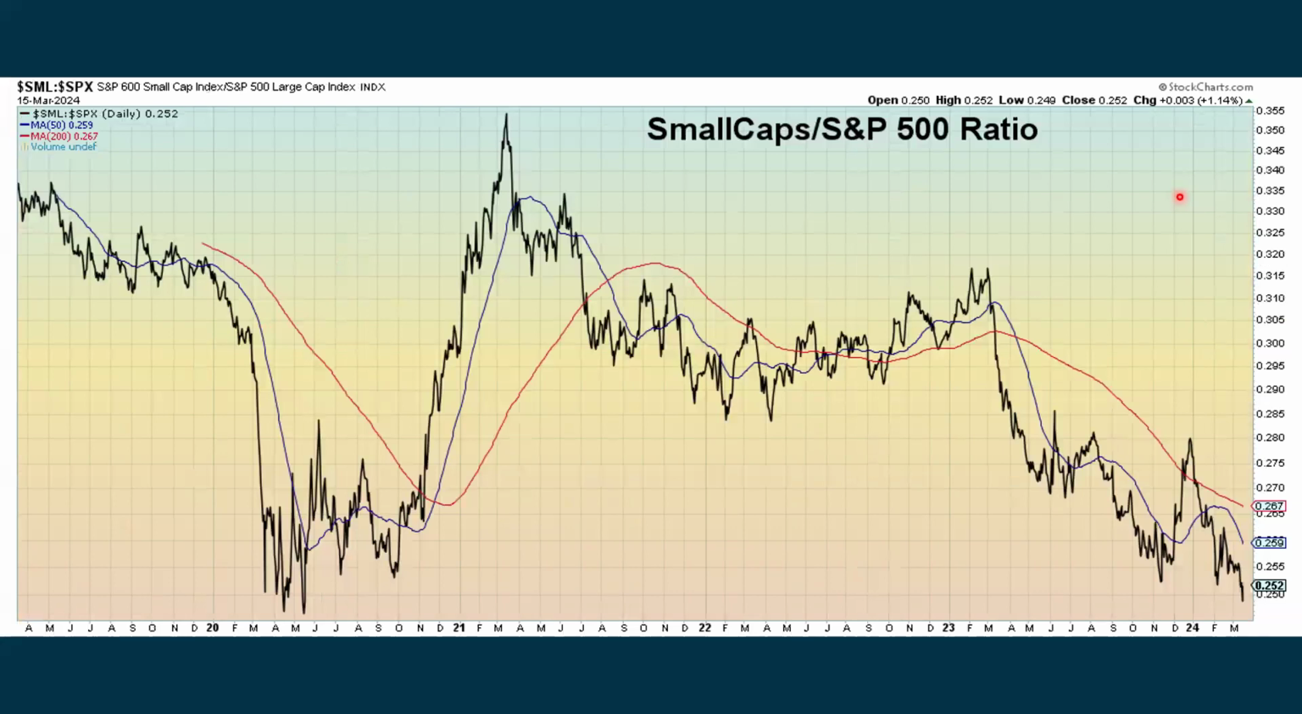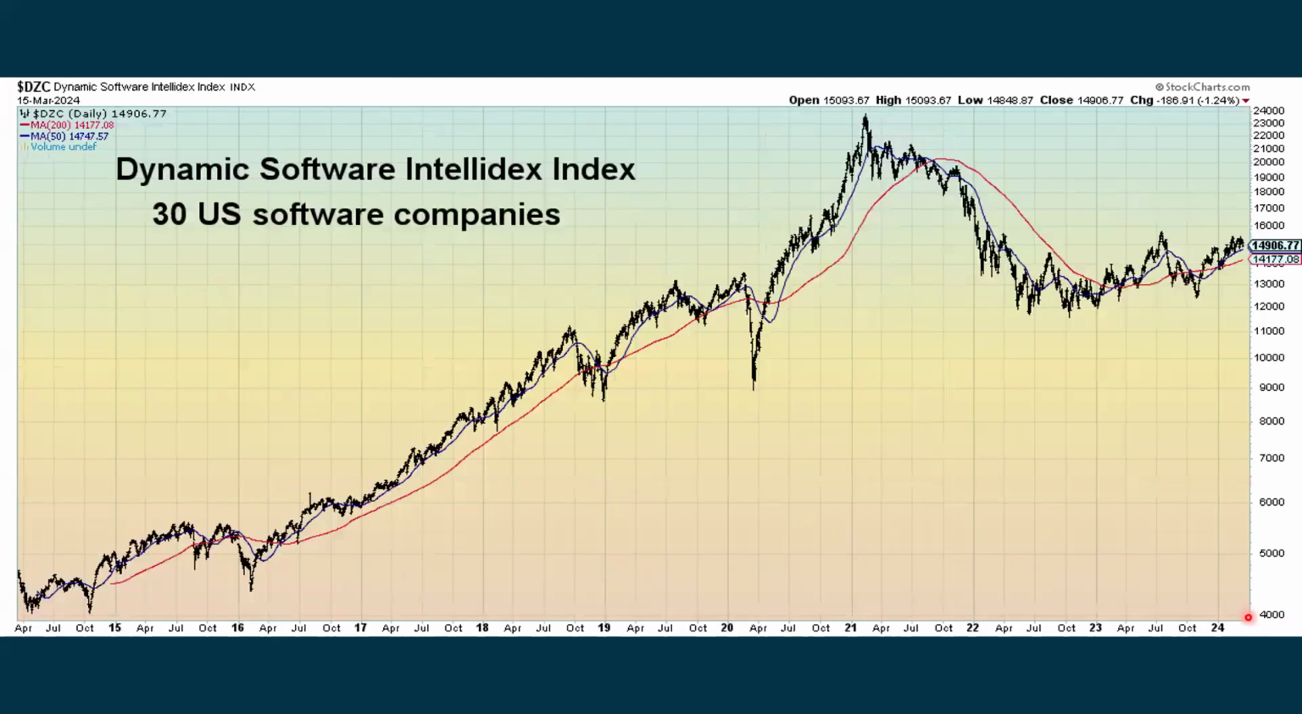And here's another look at the small caps to S&P 500 ratio, where it continues to go down, and it's been in a longer-term downtrend. This spike up that we saw, this was last December, when it looked like we might be having the January effect. But ever since then, even when small caps have good days, they tend to quickly give back those gains.